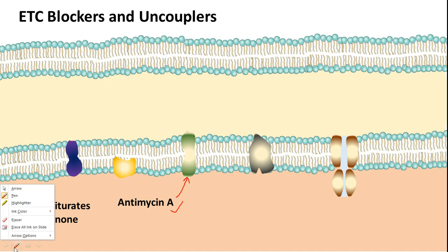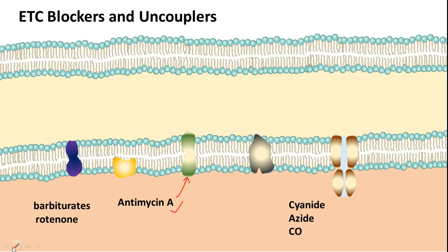And for the fourth complex we have three highly poisonous chemicals. We all know them: cyanide, carbon monoxide and azide. Azide is not a very popular name, but cyanide and carbon monoxide are very common poisonous chemicals that we have been hearing about, I think, from school stages. Cyanide and carbon monoxide are two known highly poisonous chemicals. And how do they kill people?